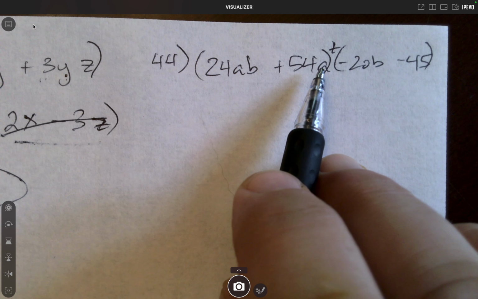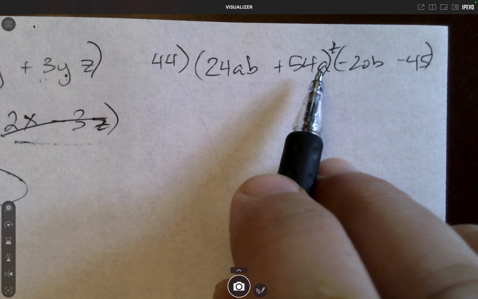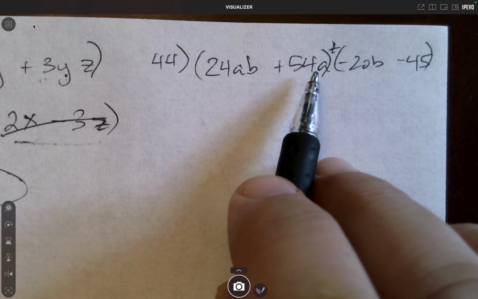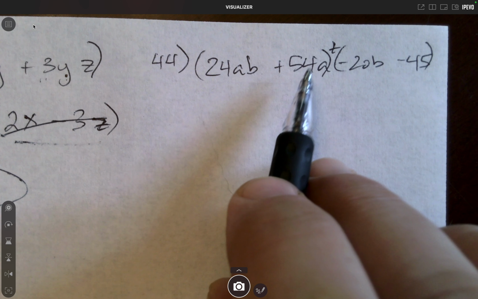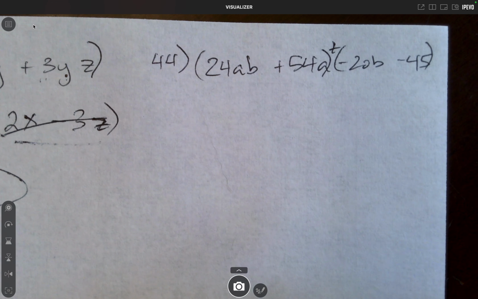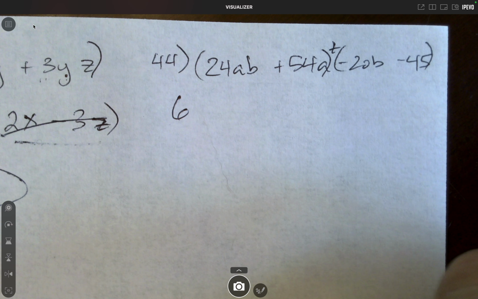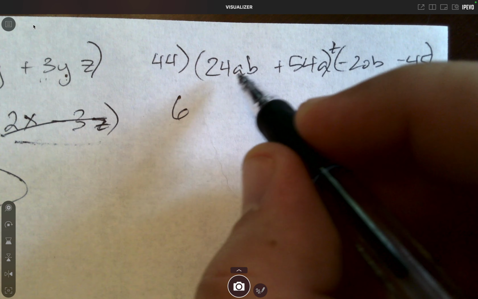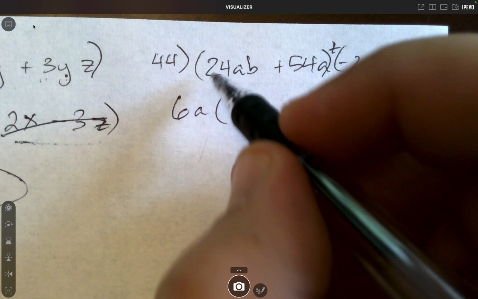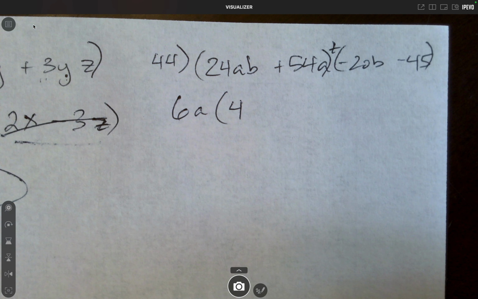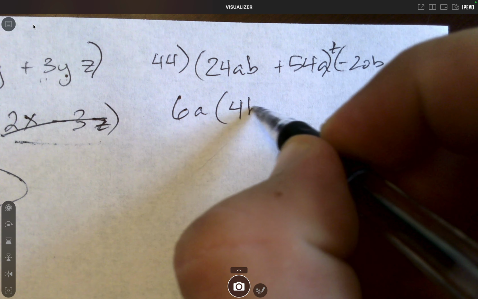Okay, 24 doesn't go into 54, neither does 12, neither does 8, 6. 6 goes into both of those because 6 times 9 is 54, 6 times 4 is 24. So 6 is the number, and they both have an a in common, so I'll pull that out front. 24 divided by 6 is 4. The a goes away, so we're just left with the b.